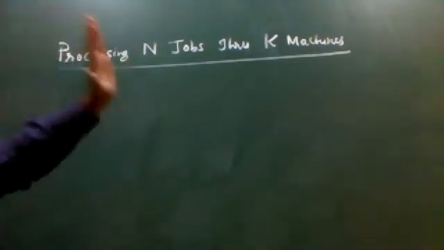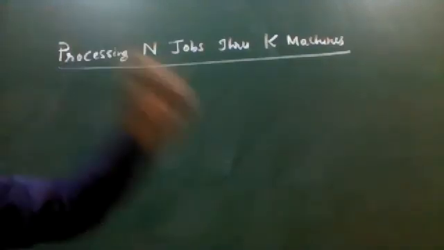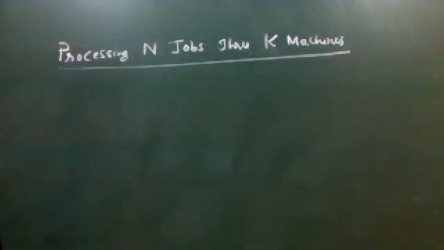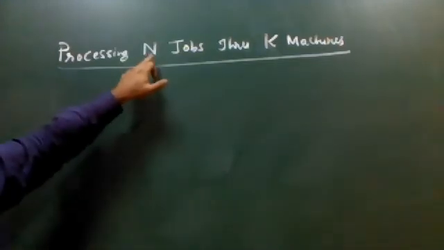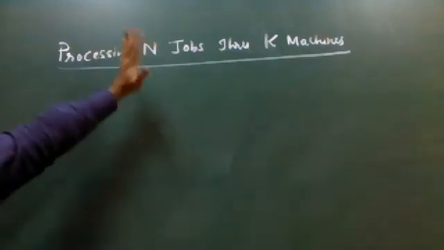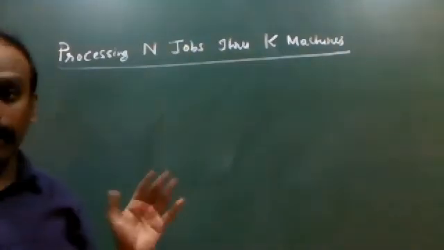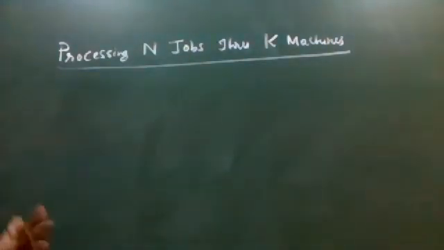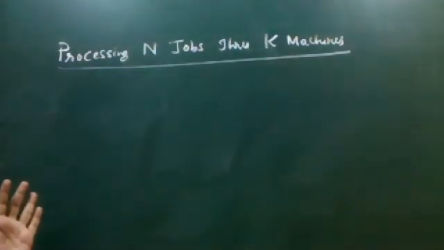Now we are coming to a very important case of the sequencing problem where there is absolutely no restriction on both the number of machines and the number of jobs. That's the reason we call this method processing n jobs through k machines. Here the number of jobs can be any number, and the number of machines can also be any number. Okay, is that clear to all of you?